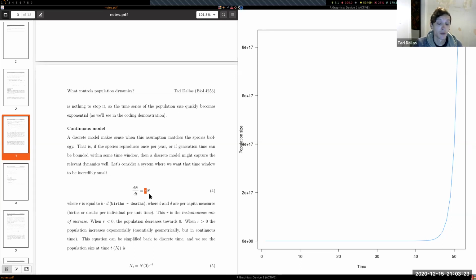If this value R is equal to 0, then that means that the rate of change, dN/dt, is equal to 0. And the population will remain at whatever the initial population size was. So I think here in this plot on the right, I started it with 20 individuals.